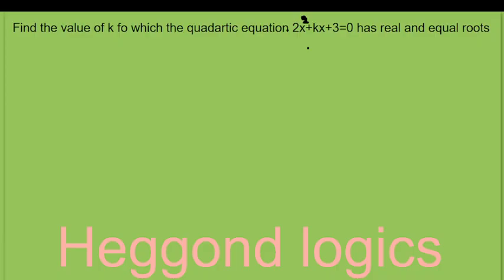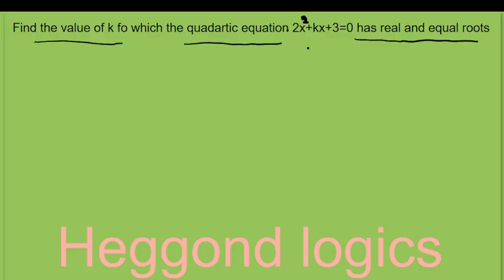Move to the next question. Find the value of k for which the quadratic equation 2x square plus kx plus 3 is equal to 0 has real and equal roots. Here the roots are real and equal. Find the value of k.